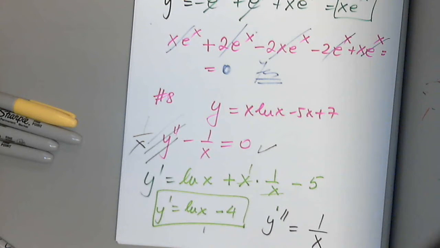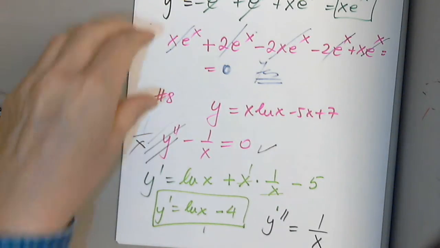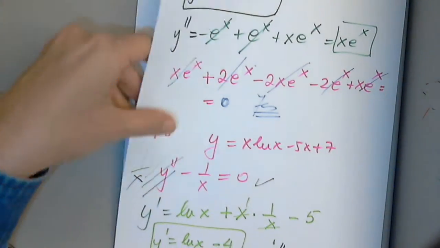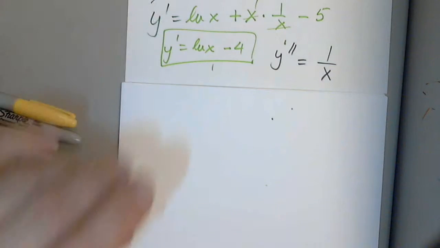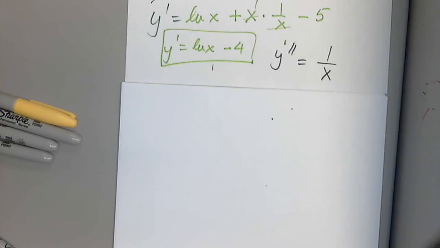No. We are asked to show that the solution y is a solution of y double prime minus 1 over x equals 0. Is this clear? Perfect. Okay. Now we are ready to solve differential equations. We were not solving here. We were just checking whether a given solution is the solution. We did not solve differential equations yet.